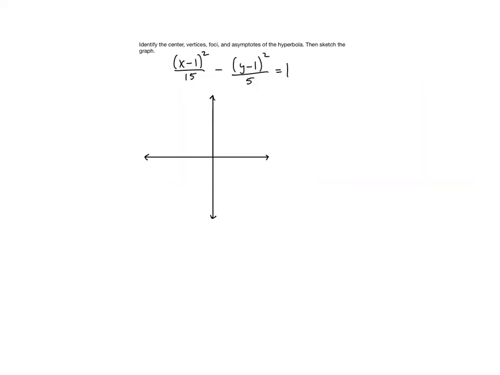There you go. Okay, so this problem, number 4, is very similar to the previous one, only this time, since its x squared term is first, this is going to be a hyperbola that opens to the right and left. We start at the center. The center is given by the point 1, 1, because it's x minus h, x minus 1, squared, minus y minus k. So k is positive 1, so we get our center.